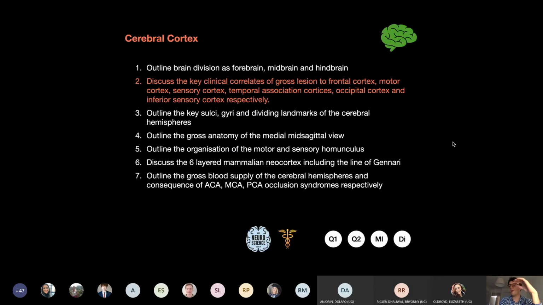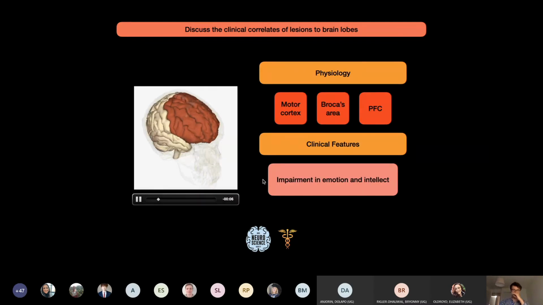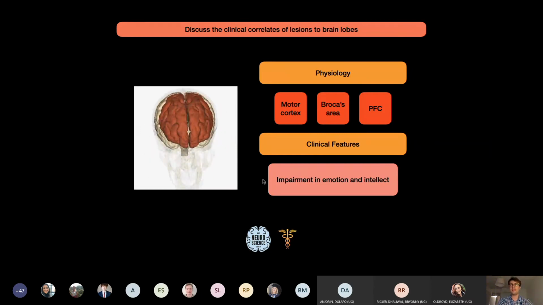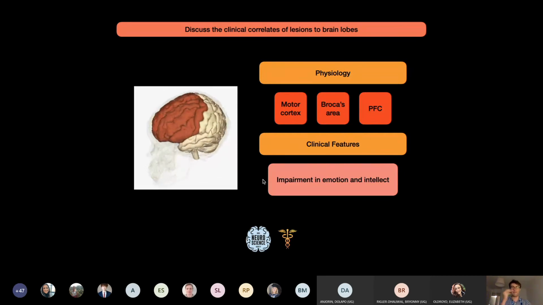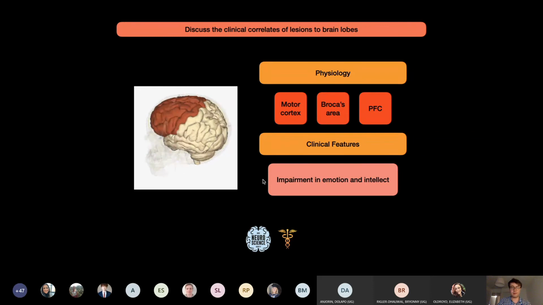So you'll be pleased to know that was the largest learning outcome, and we're powering through now. We're going to talk about the key clinical correlates of gross lesions to the major portions of the brain. If we begin with the frontal lobe, it is divided into several areas, but the most important ones, if damaged and the patient in front of me is exhibiting these signs, are these three regions: your motor cortex, Broca's area, and the prefrontal cortex.